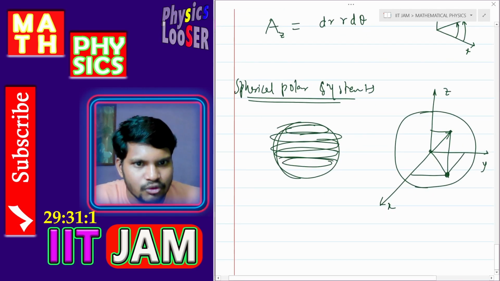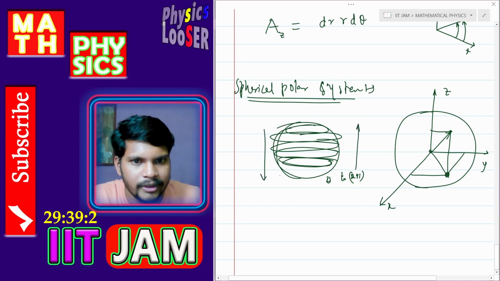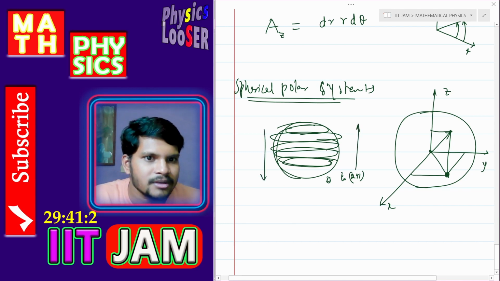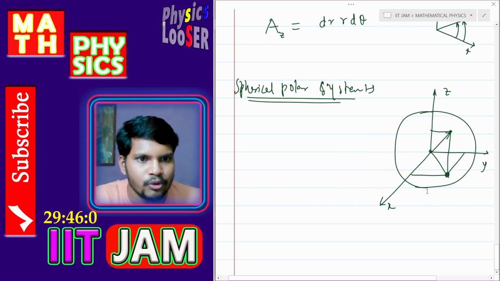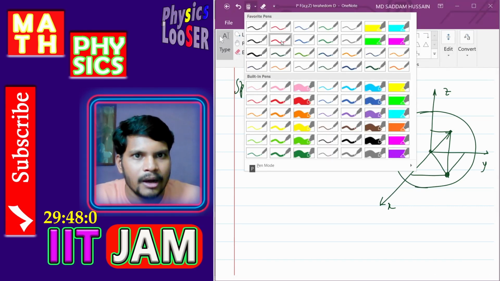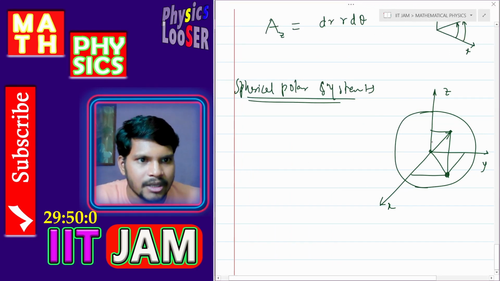You may see that it is going from 0 to 2 pi. But the problem is that as you go upward or downward in the z direction, the radius of these circles varies. So in order to incorporate this, we have to introduce two different variables. First, I'm going to measure from z to here, which is theta, and from x I'm going to introduce phi.